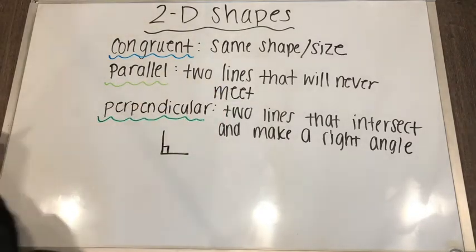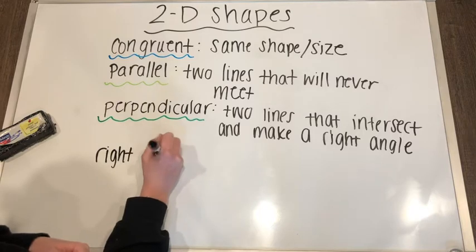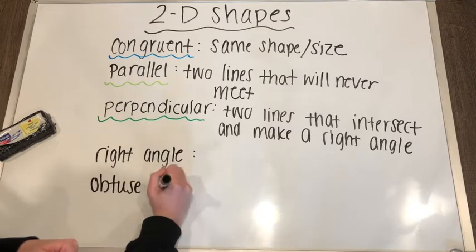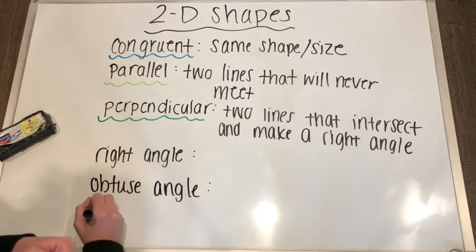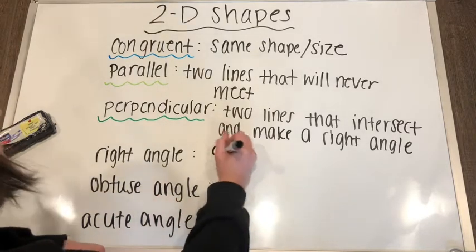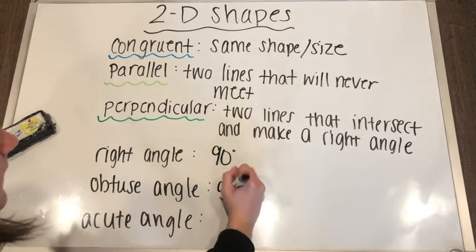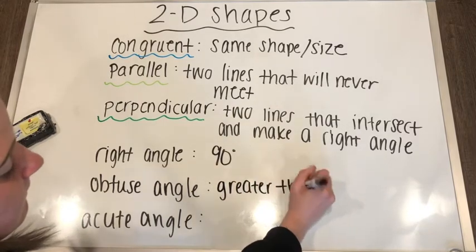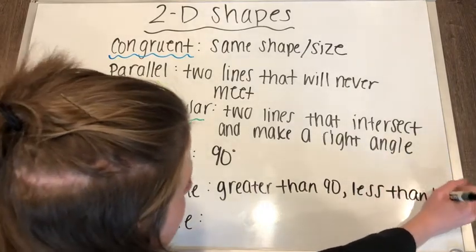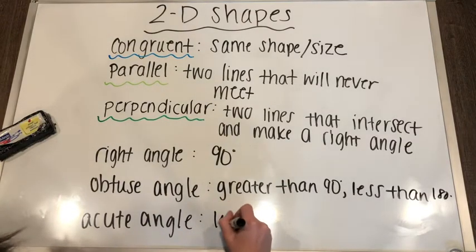Then we have our angles. We have a right angle, an obtuse angle, and an acute angle. A right angle is a 90-degree angle. An obtuse angle is an angle that is greater than 90 but less than 180, because 180 degrees is a straight line, so it has to be less than that. And then an acute angle is less than 90 degrees.